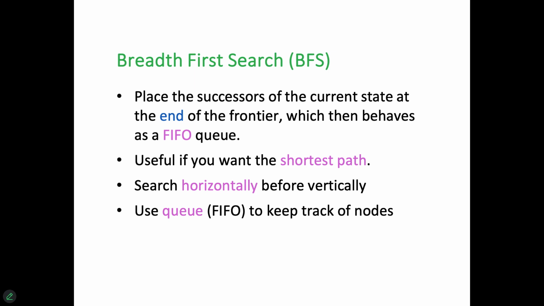The first bullet here says place the successors of the current state at the end of the frontier, which then behaves as a first in first out queue. So what does that mean? The successors of the current state are your frontier, and the current state is the node where you are right now. The way the queue works in breadth first search is that when you want to choose between the nodes in your frontier, you look at which one entered first, and that is the one you pop out first. We'll better understand it with an example.